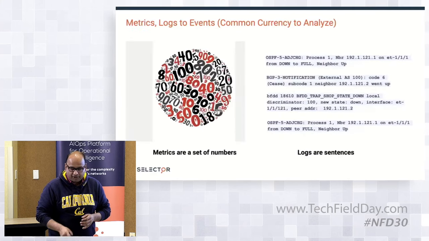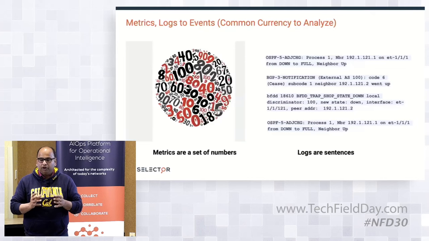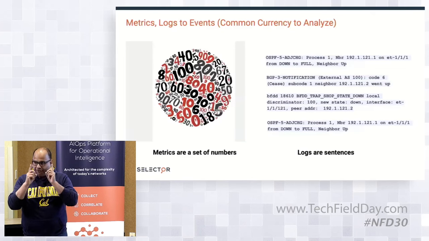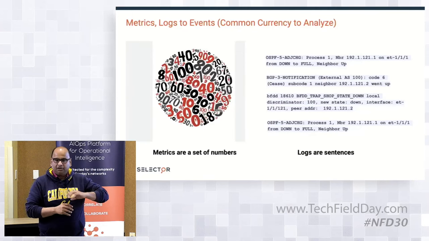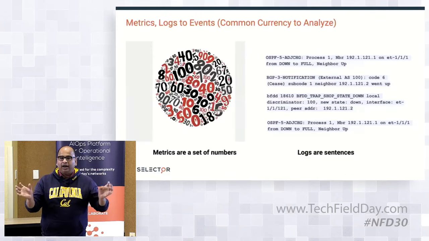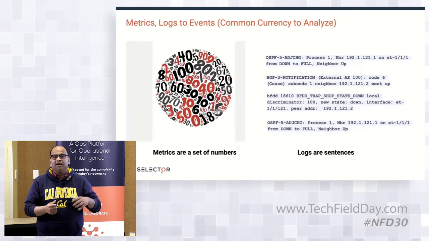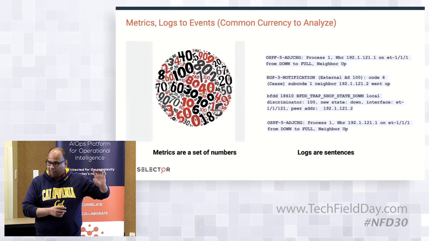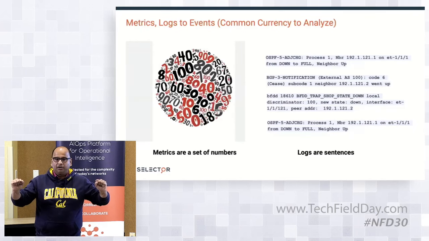Now let's get to the more interesting part. How do you convert metrics and how do you correlate them? The first basic problem is metrics are fundamentally numbers, just numbers, billions and billions of numbers. Logs are English sentences, right? So if you want to correlate them together, they're apples and oranges. Metric correlation itself is a hard problem, granted, but now you're looking at metrics and logs, which are fundamentally different classes of information.